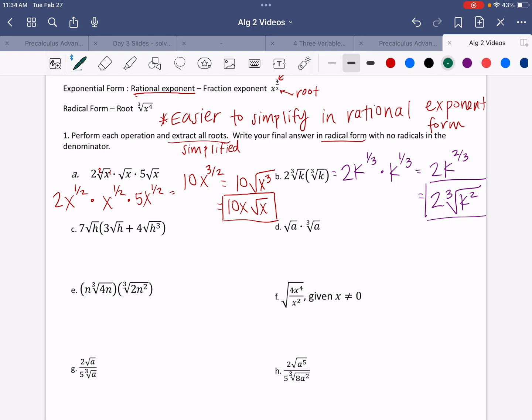Okay, put a star next to C. You're going to see something similar to it on your assessment for this unit, so let's make sure we can do it.